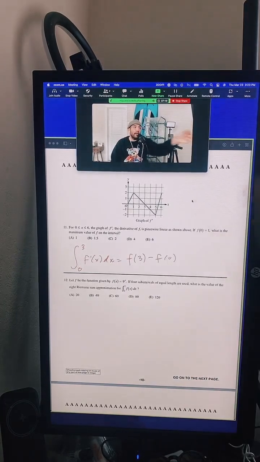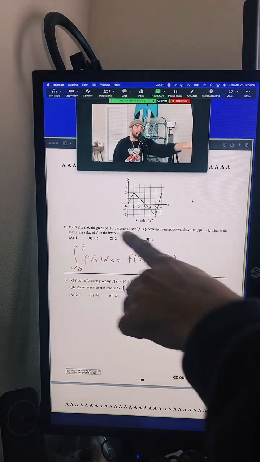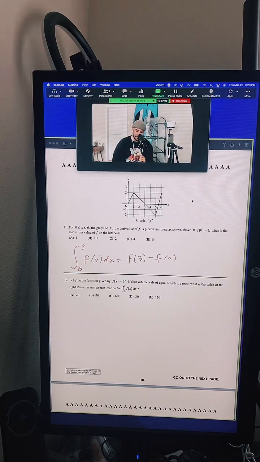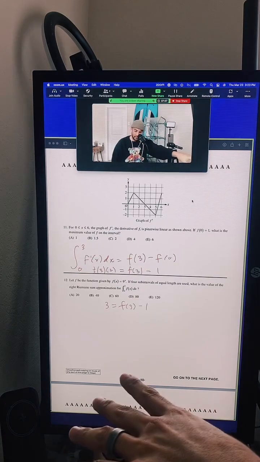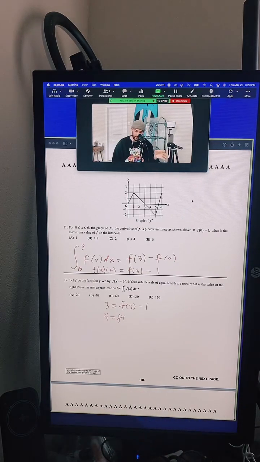And this is just a triangle. It's a triangle with a base of 3 and a height of 2. So this has the area of 1/2 base of 3, height of 2, is equal to f of 3 minus our f of 0, which is going to be 1. And so now this becomes 3 is equal to f of 3 minus 1. We could bring the 1 to the other side and get that 4 is equal to f of 3.